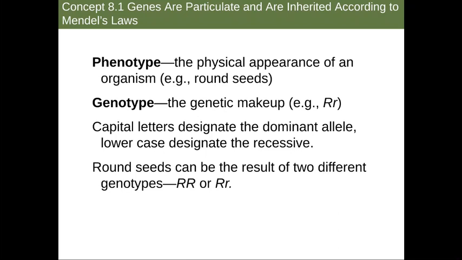Okay, so round seeds can be the result of two different genotypes. All we have to have is that one dominant allele. So we can have big R, big R, or big R, little r. As long as that one dominant allele is there, the dominant trait will be expressed.